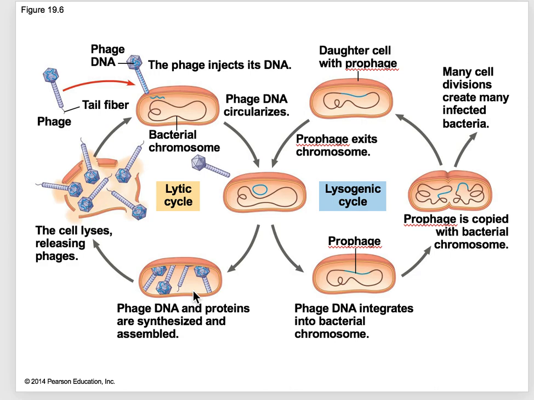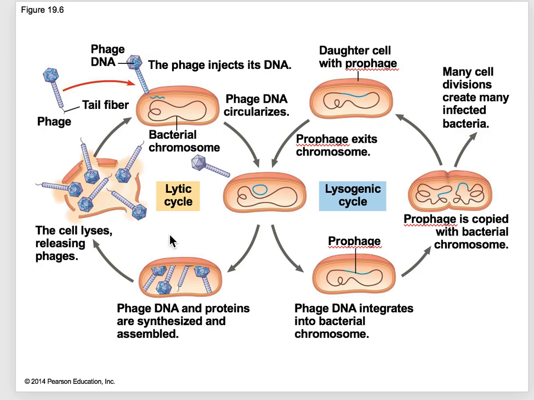So it has shut down the DNA of the bacteria. It's using all of its enzymes, all of its polymerases to make its own viruses. And then as it moves around to the left, the cell lyses, releasing the phages. Now that's straight up the lytic cycle.